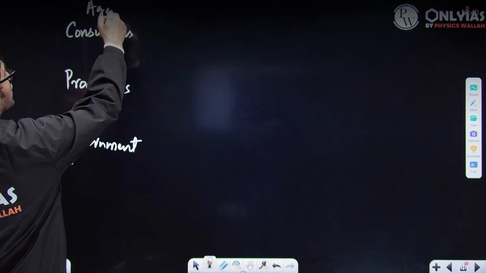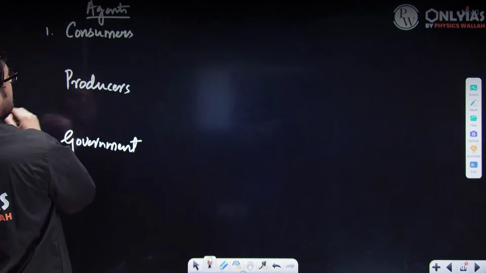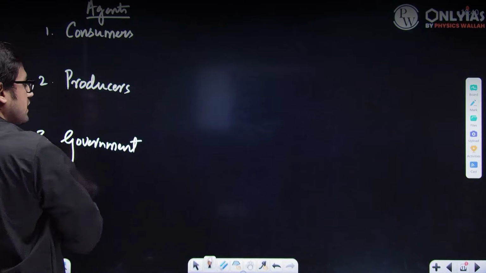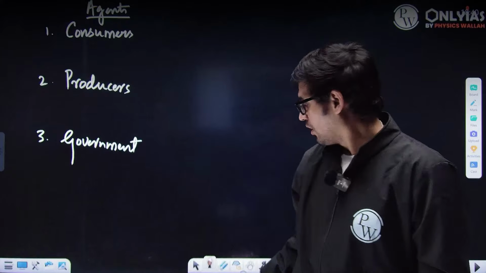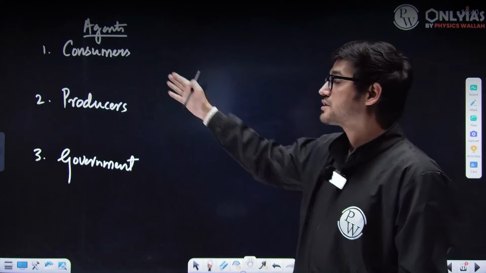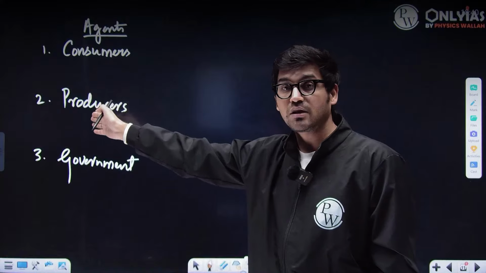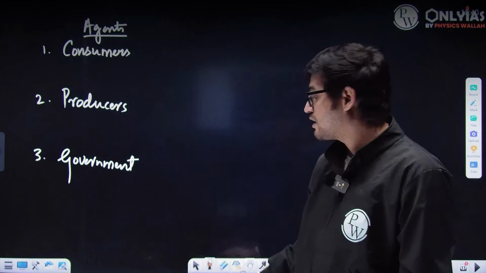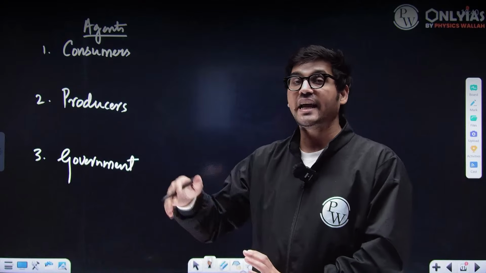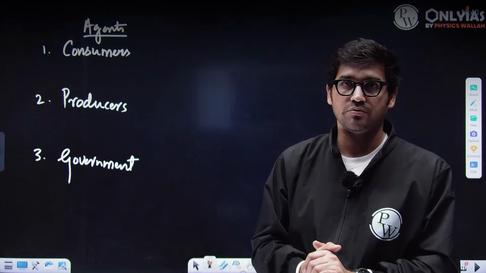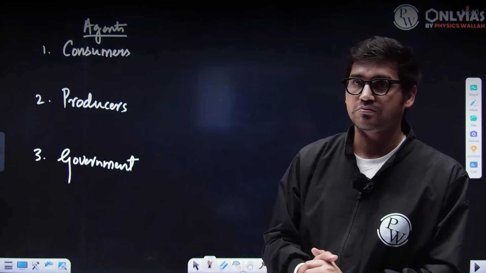These are all economic agents. Number one, consumers. Number two, producers. Number three, the government. All of these three agents, us normal consumers, other producers, the government, everybody is facing a certain kind of scarcity and everybody has to make choices. Consumers have to make a choice which is called consumption. How much consumption can they do?